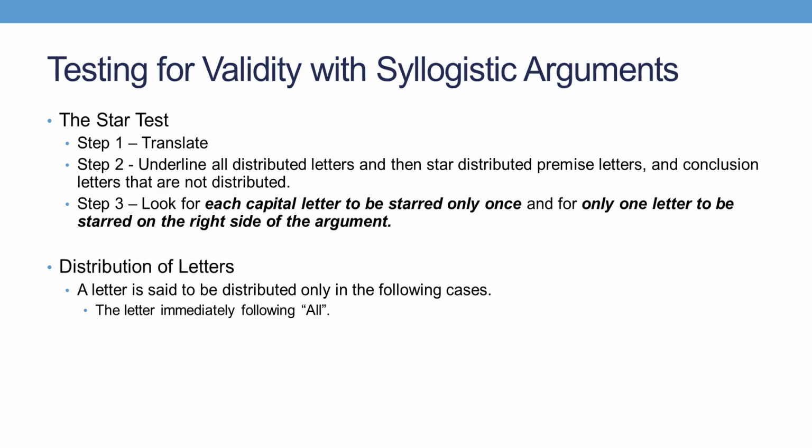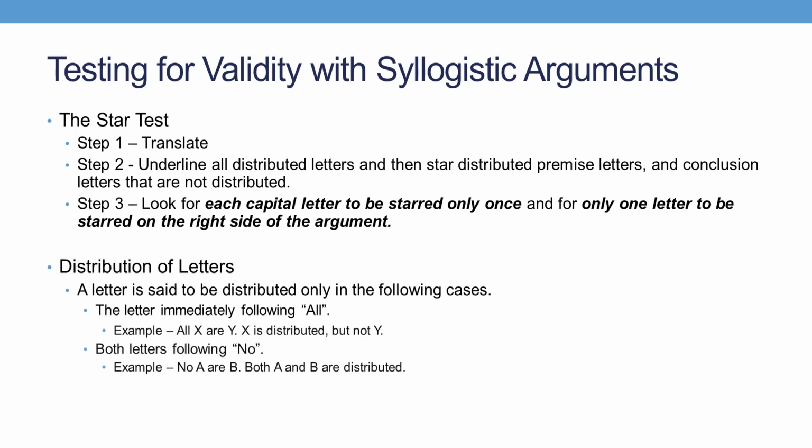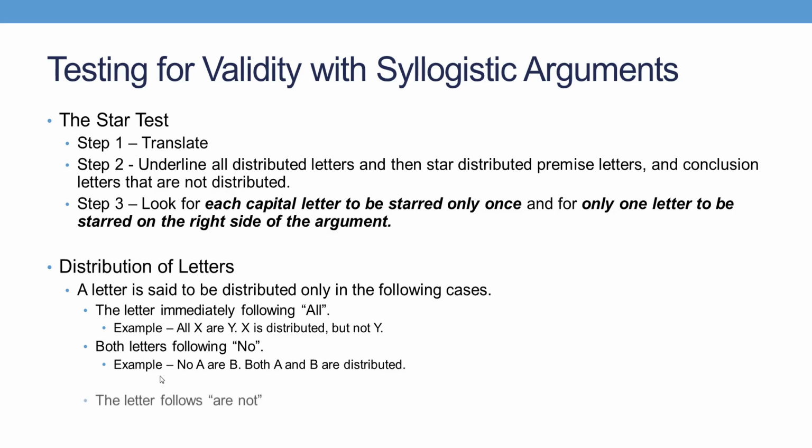Okay, let's talk about distribution. Distribution also has basically three rules. The first rule is that any letter immediately following all is distributed. So here's an example. If all X are Y, that means X is distributed in this case because it follows all, but not Y, because only the letter following all is distributed. For both letters in a no claim, they are distributed. So if I have no A are B, the rule says that both letters in a no claim are distributed. So in this case, both A and B would be distributed. And lastly, the letter that follows are not is distributed. So in this example, some A are not B, this means that B is distributed but not A.